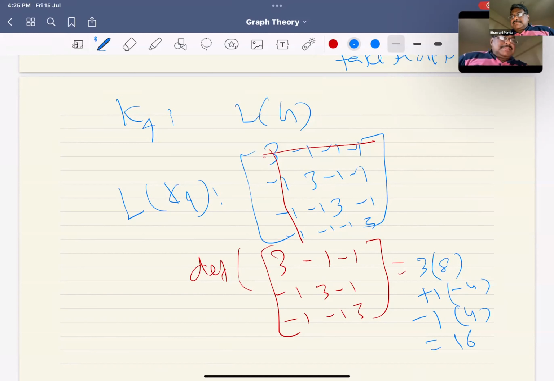Is it 16? It should be 8, right? For K4, n raised to power n minus 2, that is 4 raised to power 4 minus 2, is equal to 16. For the complete graph, there are 16 spanning trees, and this is basically what you get.